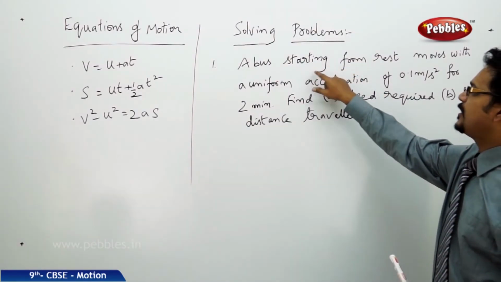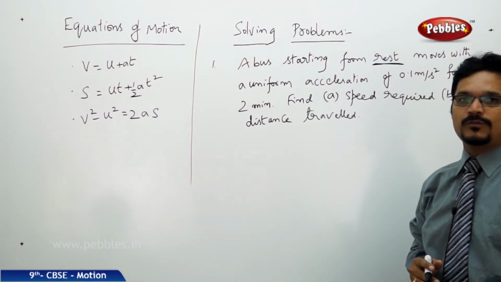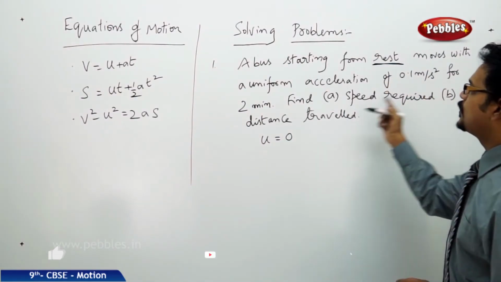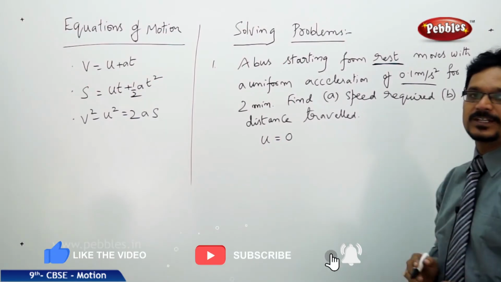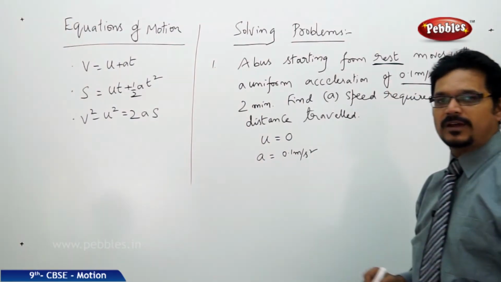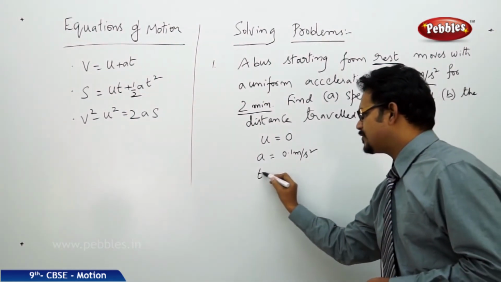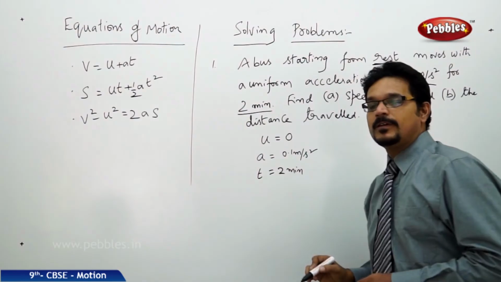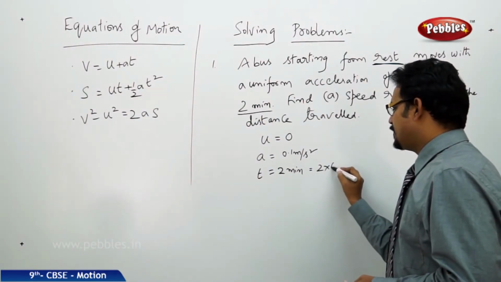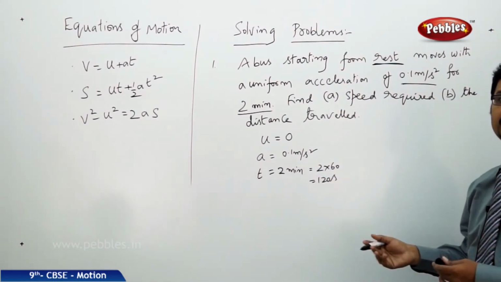See here, a body is starting from rest. Rest is the keyword here. Rest always means initial velocity is 0, so you can write u equal to 0. It moves with uniform acceleration of 0.1 meters per second square, so a equals 0.1 meters per second square, for 2 minutes. Time t equals 2 minutes, but wait here. Always we need to convert time into seconds. 1 minute equals 60 seconds, so 2 into 60 is 120 seconds. These are the data given to us.